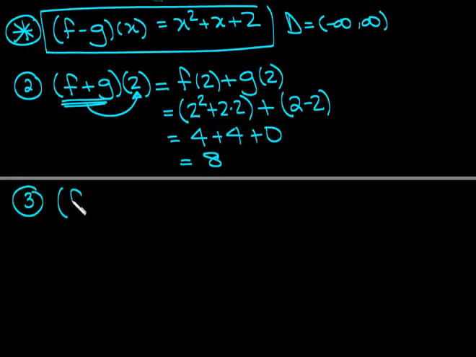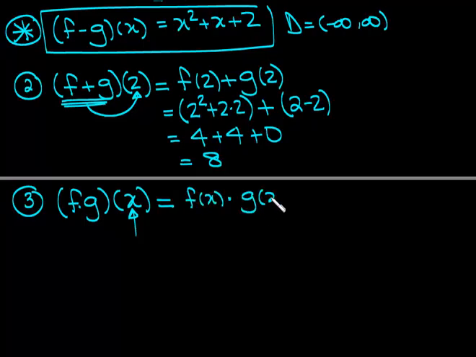Let's say they want us to find f of g of x. In this case, they want us to find the function f times g of x, a product. So you take f of x and you multiply it by g of x. So what was f of x? It was x squared plus x, again put parentheses since it's got two terms, and this was x minus 2.